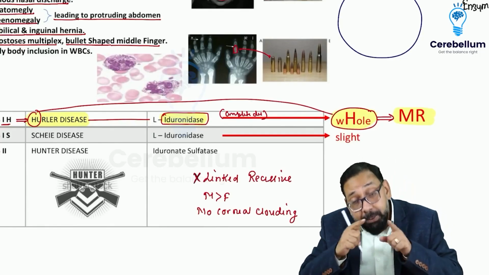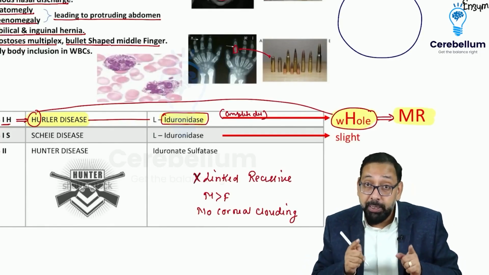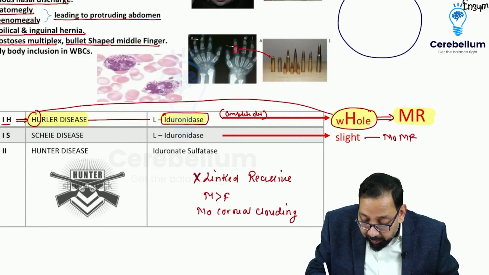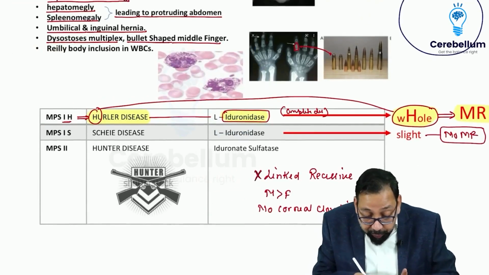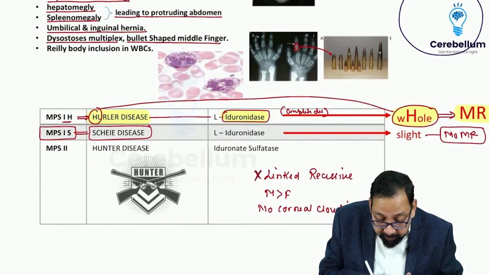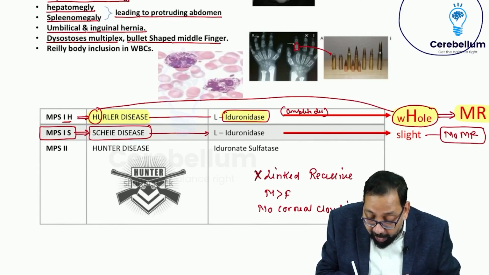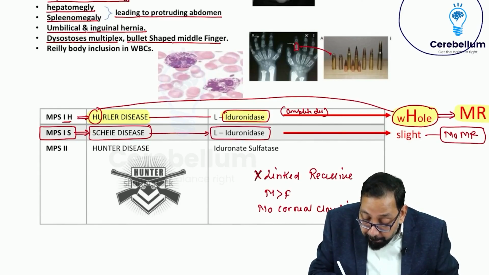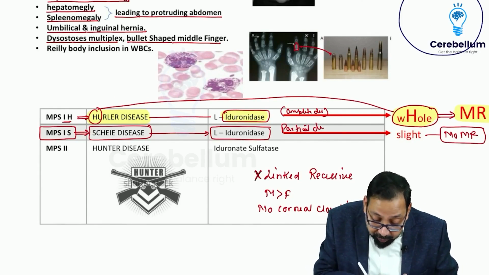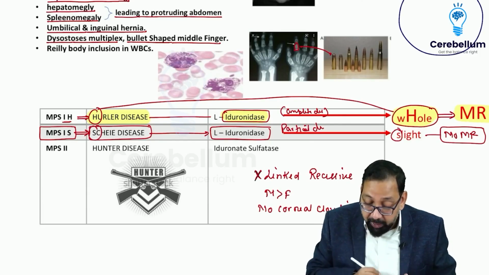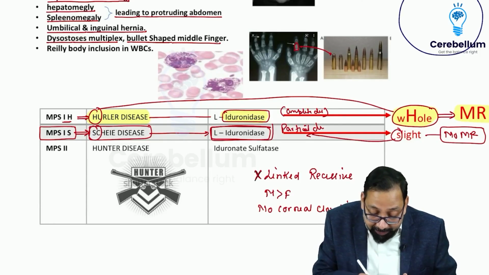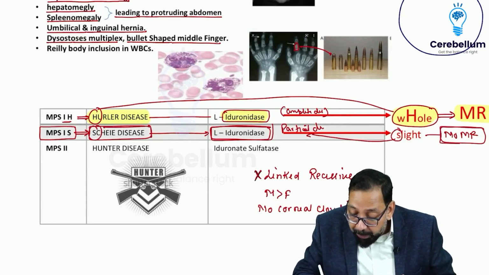But in the same clinical scenario, they gave no mental retardation. That is Scheie disease, mucopolysaccharidosis type 1S, in which iduronidase is deficient, partial deficiency. Mnemonic is Scheie, S for slight. If slight deficiency, partial deficiency of iduronidase, then it is Scheie disease. There would be no mental retardation.